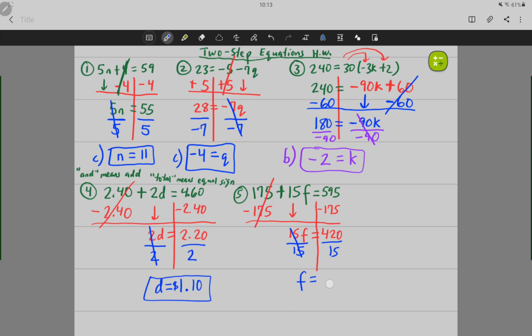So that means it is, actually, let's be specific. It says how much does it cost? Dollars. So $28 per foot to paint the boat.